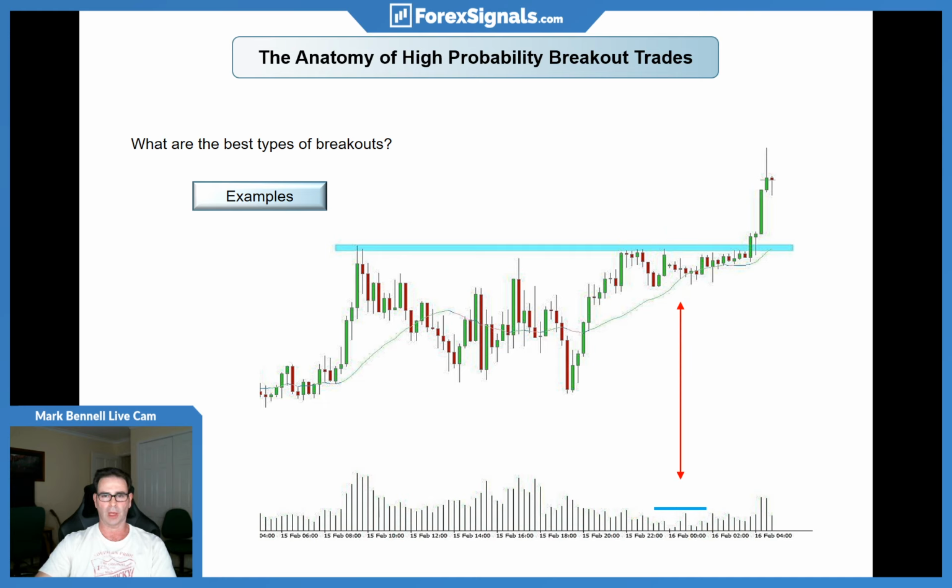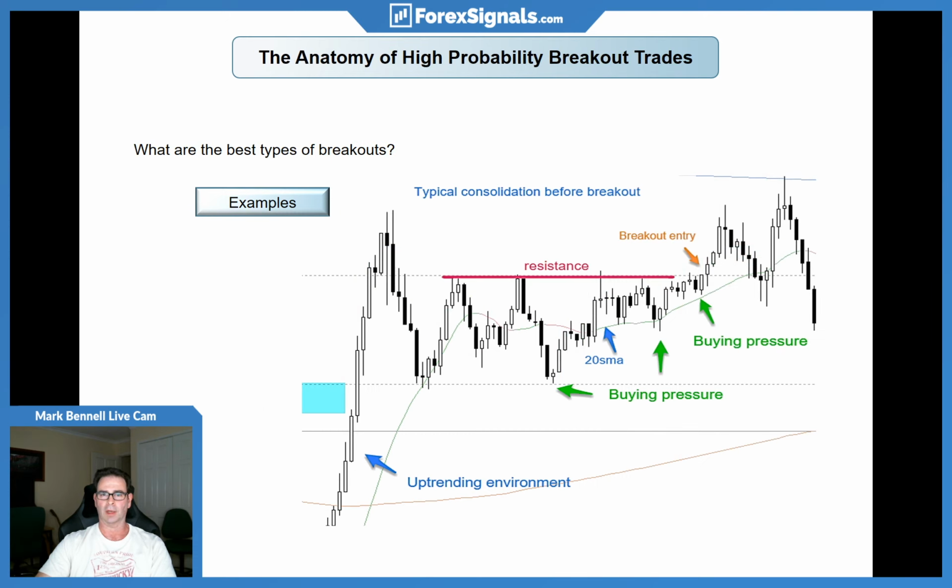So, low volume in between. Sellers have given up. Then we've got high volume coming in here. This is pretty good. And, of course, you see the result. It's pretty good. All right. Oh, there you go. High volume.